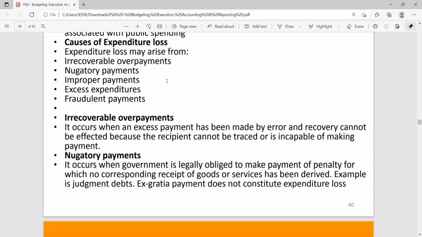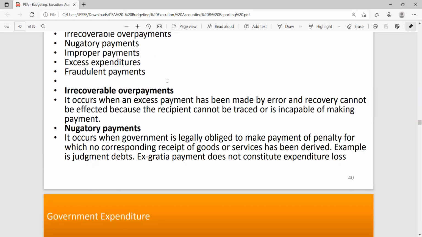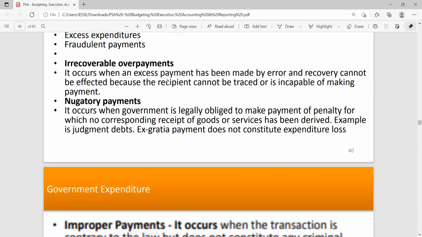Judgment debts are a sort of payment of a penalty, and it's legally obliged.